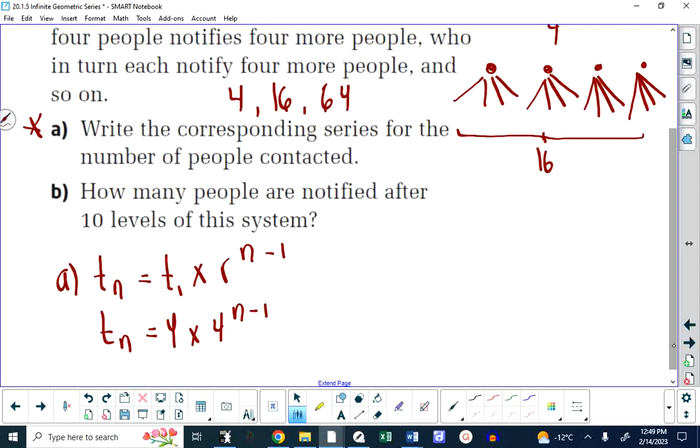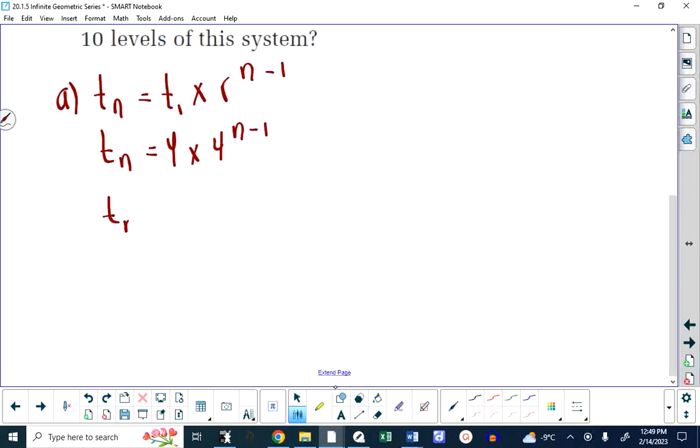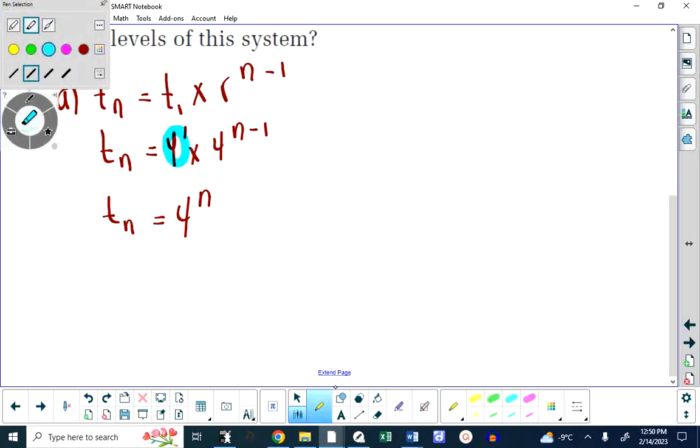However, it can also be written this way. And this came up in our lesson on geometric patterns. I can't remember the exact type of question, but it doesn't matter. 4 is 4 to the 1. So up here what you have is this 4 to the 1 being multiplied by 4 to the n minus 1.